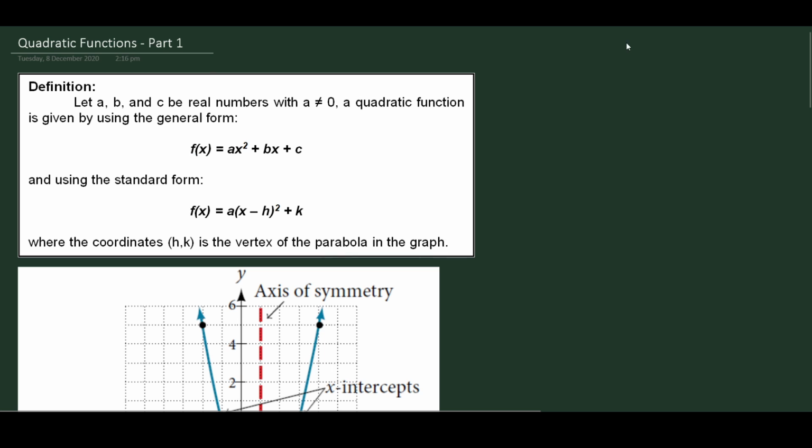We have here, let a, b, c be real numbers with a not equal to 0. A quadratic function is given by using the general form f of x equal to ax squared plus bx plus c. So this is the general form of a quadratic function. And we also have another form called the standard form, where the coordinates (h, k) is the vertex of the parabola in the given graph. So if we are given the vertex, then we can use this standard form. And as we will see later, we can also convert this standard form to general form.